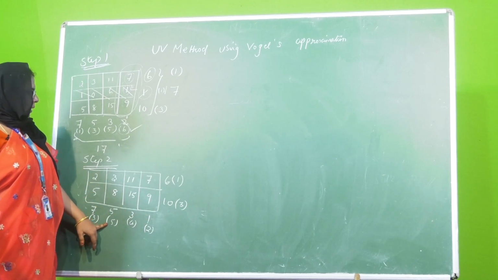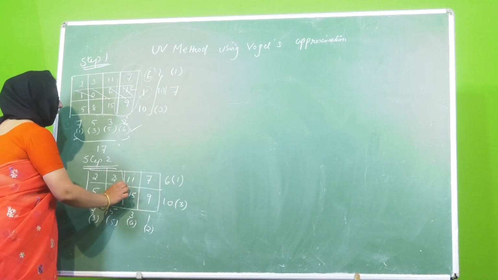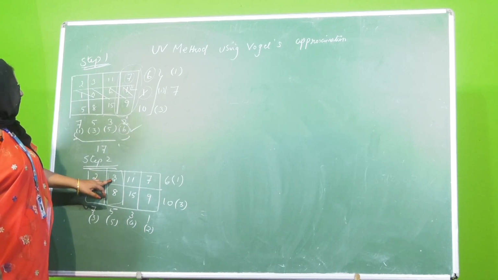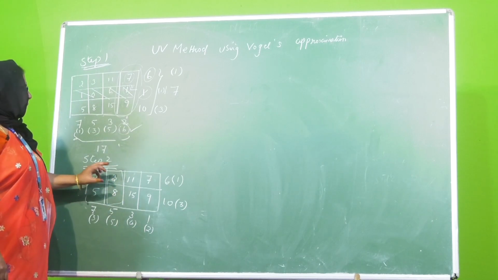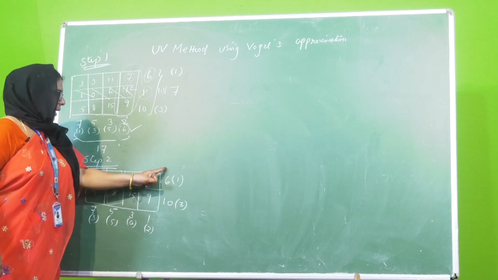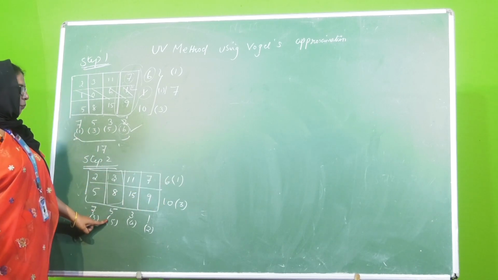5 is the largest difference. So we choose the second column. Okay. So along this second column, the 3 is the minimum cell value. So 3, the corresponding row element is 6 and the column element is 5.